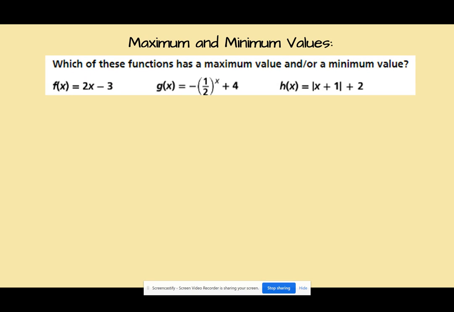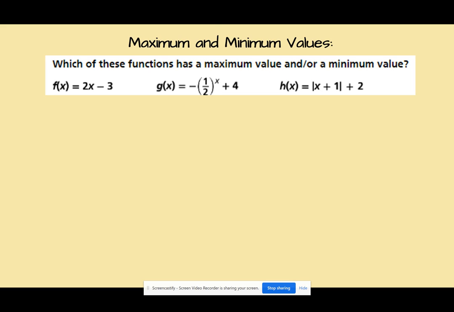Okay, now let's talk about minimum and maximum values. We briefly talked about this before. A maximum point is a high point, a minimum point is a low point. So we have three functions here. Now, before we get into talking about max and min, let's again review what kind of function they are.